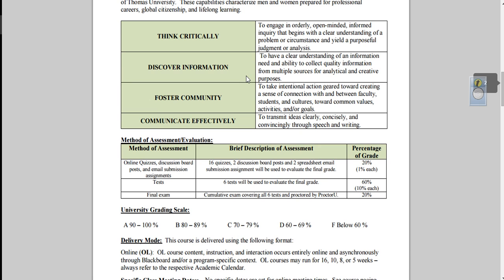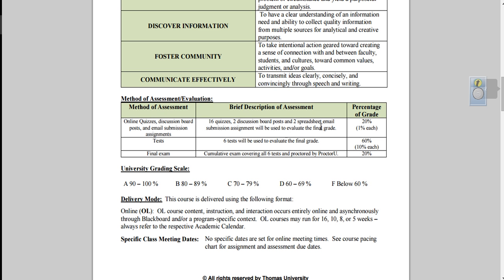We're in college, and I guess the thing that I really like to see is, these 4 boxes right here are so valuable for us to become successful, productive citizens, to be productive in the workplace. You've got to be able to think critically, discover information, foster community, and communicate effectively. So really read over those and take those to heart and think about it. All right, let me break down the class real quick again.